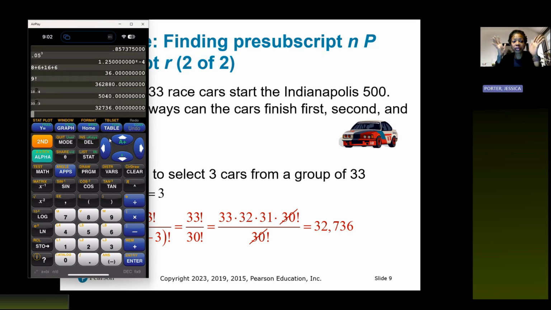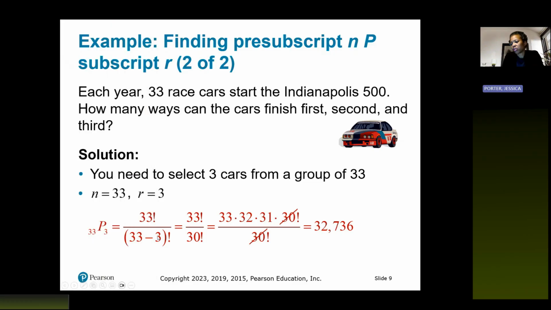So however you are accessing technology, either you're using a TI-84 or you're using StatCrunch, you've got both ways here. So you don't have to necessarily go through and do the factorials there like that, but you can, if you should so choose. Okay.